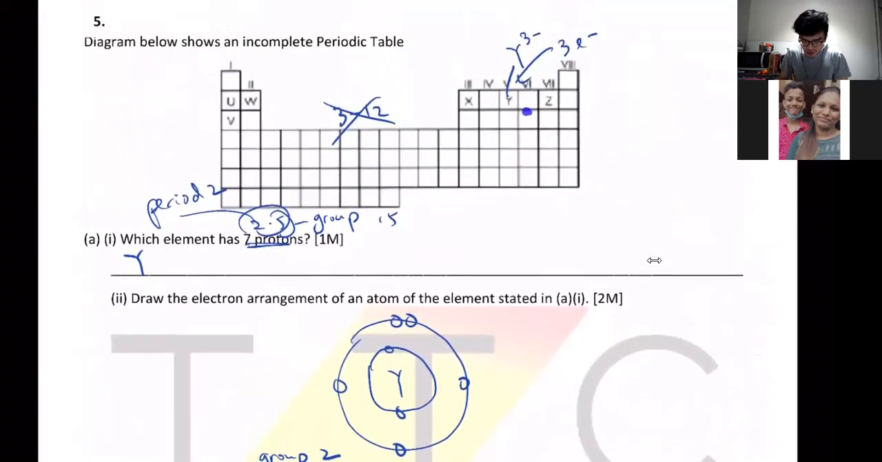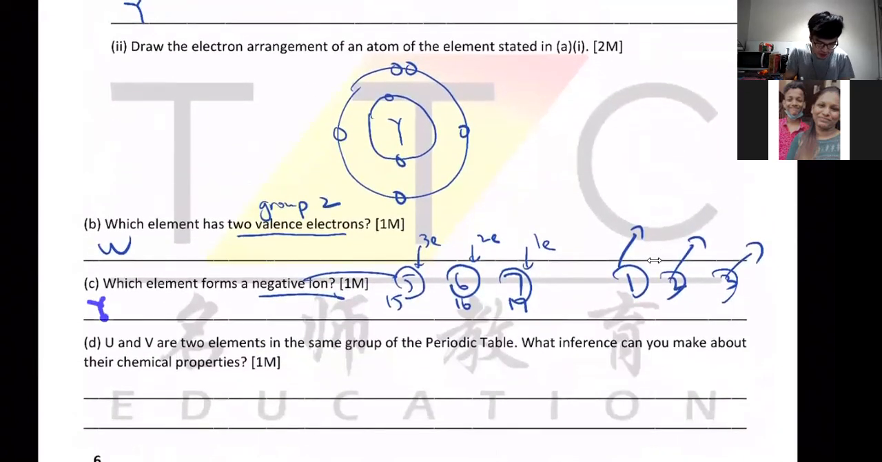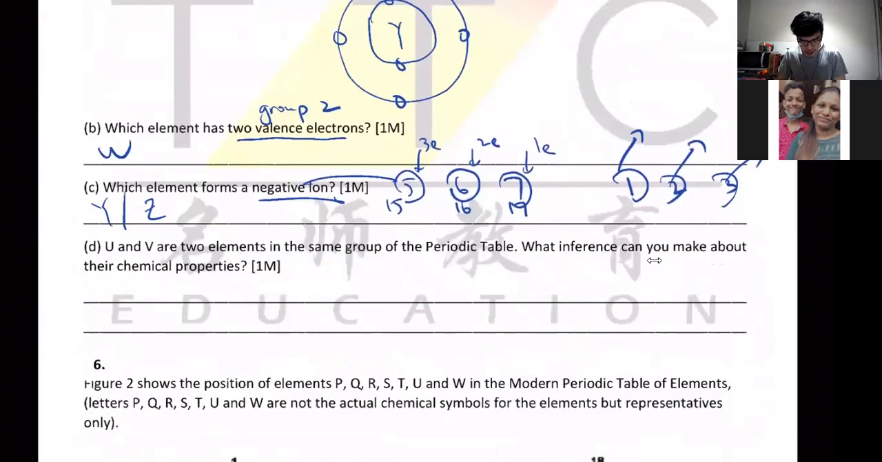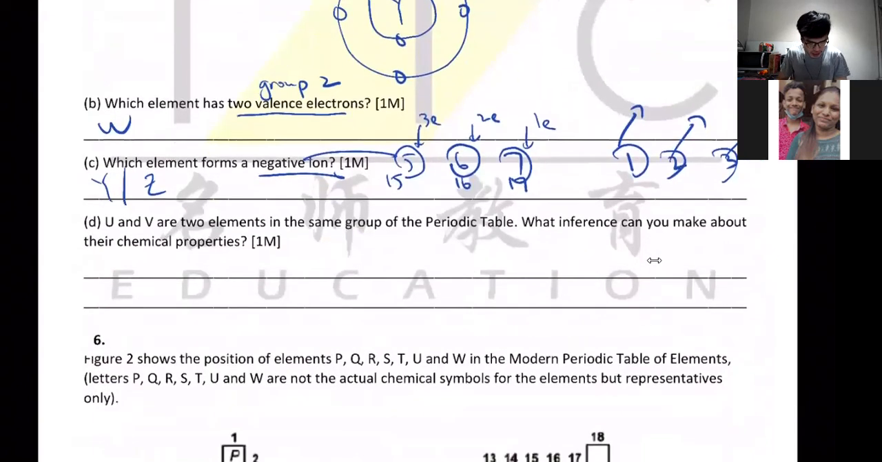There, you got 2 here. So in this case, Y will become Y3 negative, Z will become Z negative. Because Z needs to take 1 to become stable. So you have 2 answers here. You can either say Y or you can say Z. That's up to you. They form negative ion.